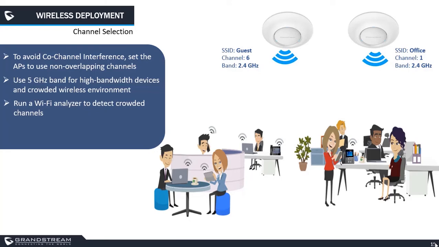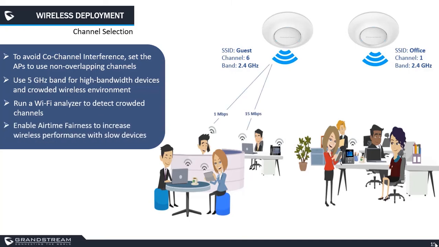It is always a good practice to run a Wi-Fi analyzer to detect crowded channels, especially when you are surrounded by neighboring access points or wireless routers. You can use GWN Cloud to help you detect the adjacent access points, or you can use a third-party application, one that I'm going to show you at the end of this presentation, to show you just how you can use the application to detect the adjacent access points and to figure out which channels they are using.